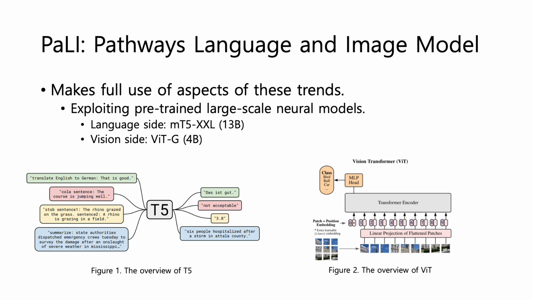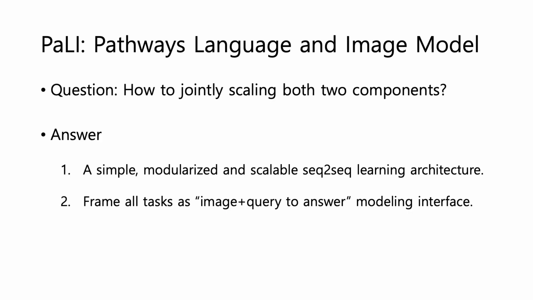The pre-trained large-scale neural models have achieved outstanding performance on each language and vision side, so exploiting their full performance on multimodal and multilingual text is our main target. So we use two models, mT5 and fine-tuned ViT-G on multimodal text. But there is an important question: how to jointly scale both components? We suggest two answers.